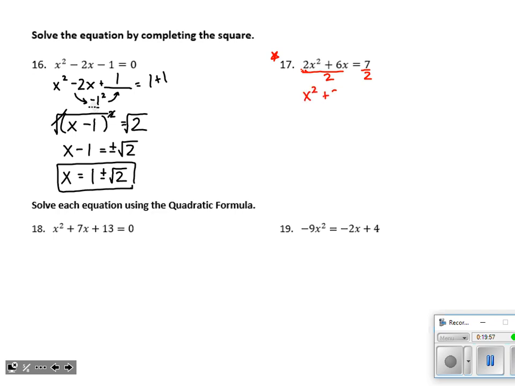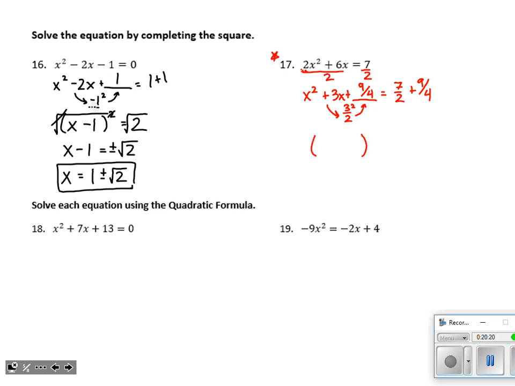So I'll have x squared plus 3x, then I can fill in my blank, equaling 7 halves on the right-hand side. Well, what fills in the blank? I take that middle term and divide it by 2, and then square it. So I find that I'm adding 9/4 to both sides to keep that equation balanced and set up that perfect square trinomial.